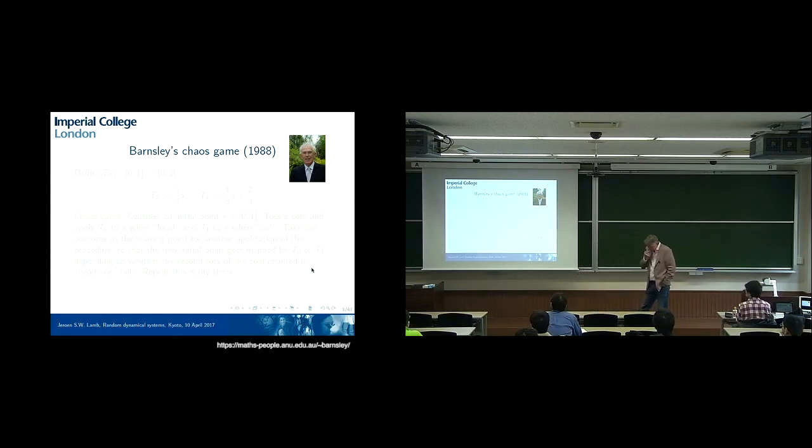So, Barnsley's scale scheme. We're going to do a little example of random dynamical systems, which Barnsley called the scale scheme, about three decades ago. The game is as follows. We look at a map from the interval to itself. So we have the interval [0,1] mapped to itself, and we have two maps. The first map is T0 of x, which equals 1/3 of x. That's a contraction.